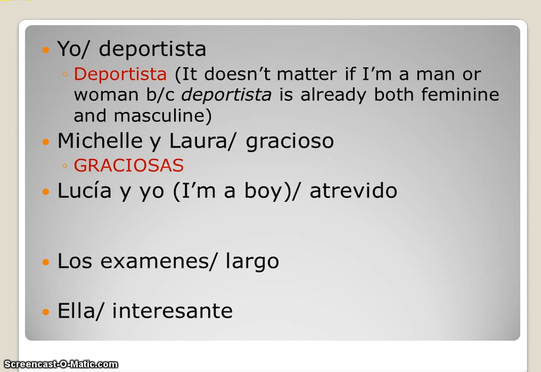Michelle y Laura, graciosas. I've got 2 girls. Both of these obviously are girls. So because they're girls, here's my A, that's feminine, and then an S because it's more than one girl.